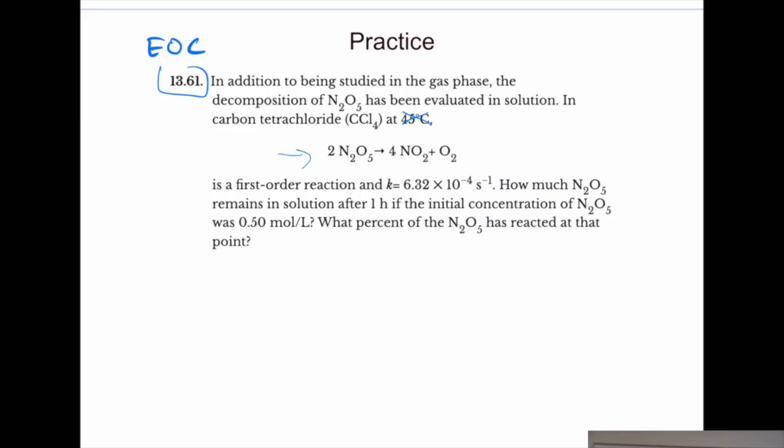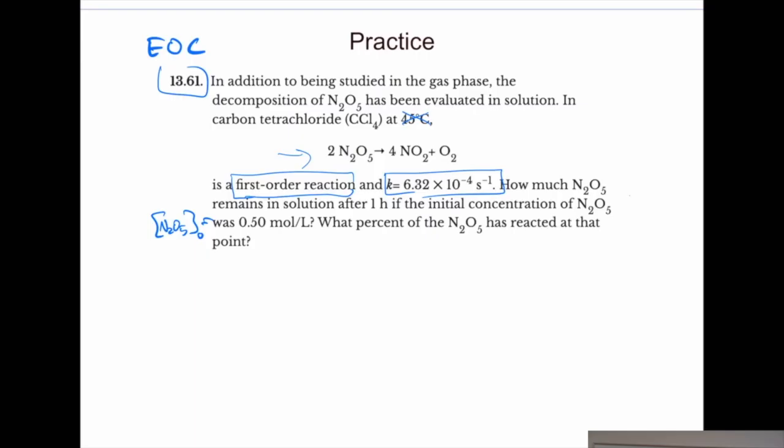Here's our equation. Here's some key information. We're told it's first order. We're given K. And we're asked how much dinitrogen pentoxide remains in solution after 1 hour if the initial concentration, N2O5 at time 0, is that. Let's not worry about the second question. Let's just concentrate on the first one.